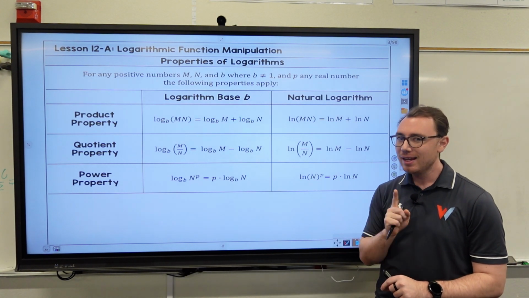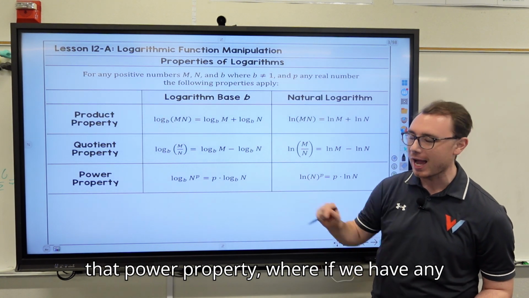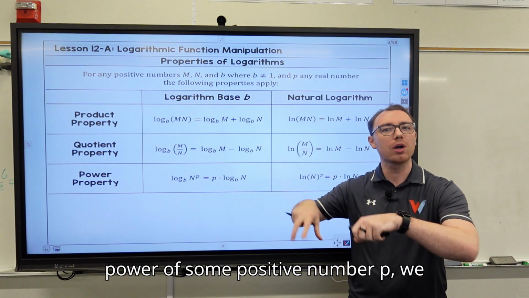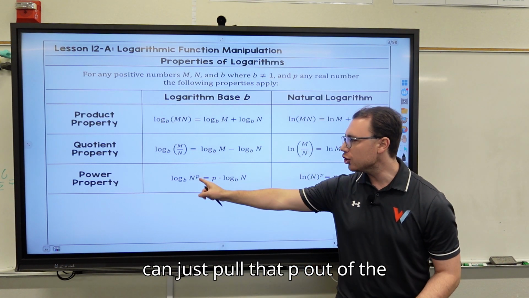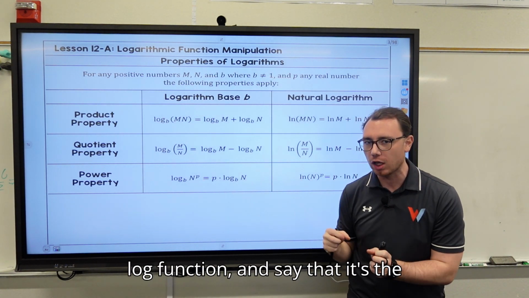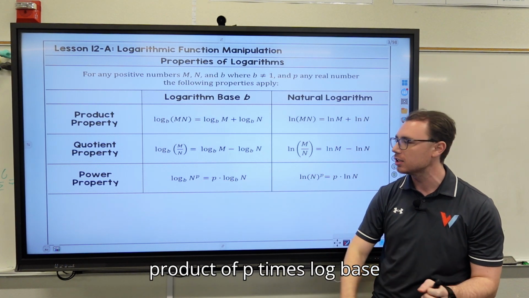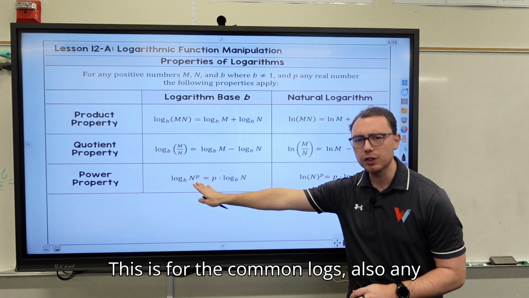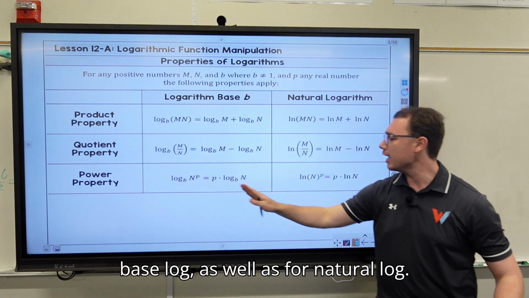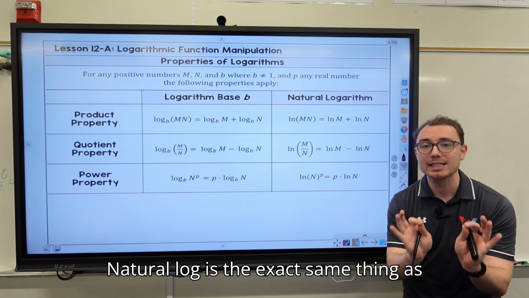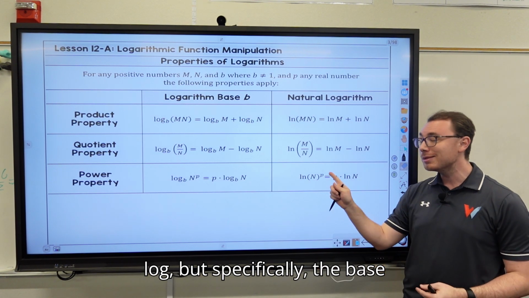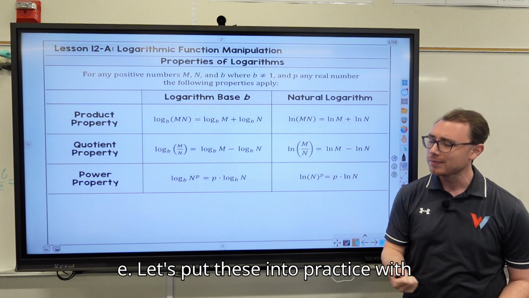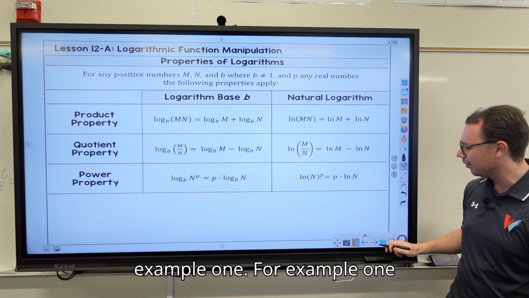The third property here is going to be that power property, where if we have any value for n, and it's being raised to the power of some positive number p, we can just pull that p out of the log function and say that it's the product of p times log base b, the same base, of n. This is for the common logs, also any base log, as well as for natural log. Natural log is the exact same thing as log, but specifically the base of natural log is that natural number of e. Let's put these into practice with example 1.